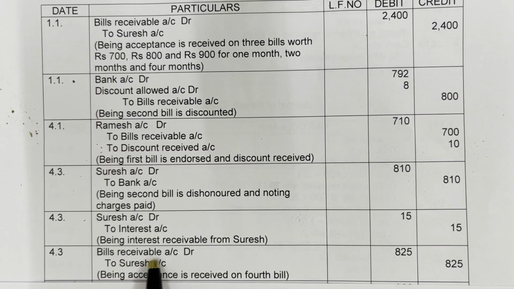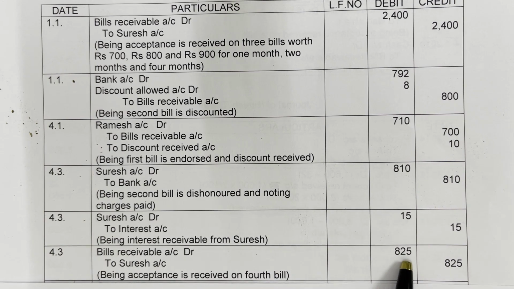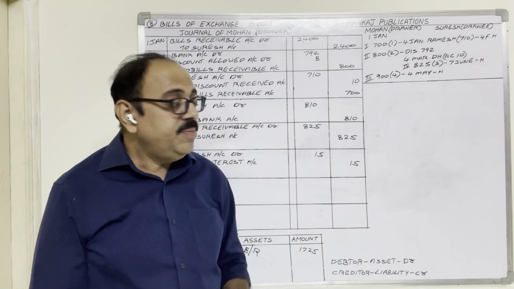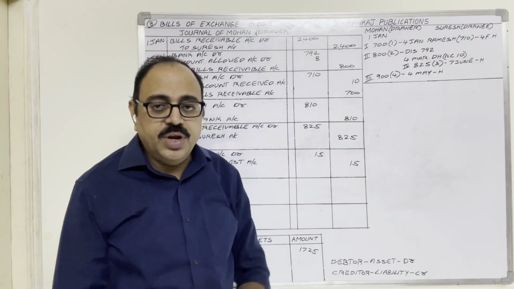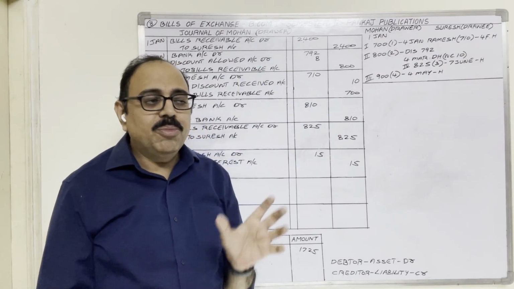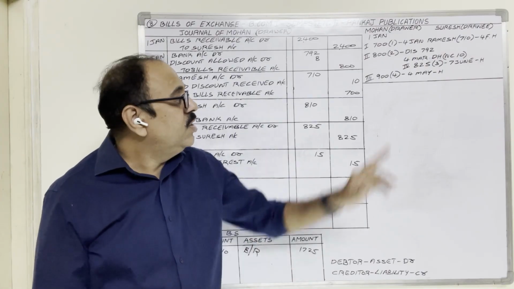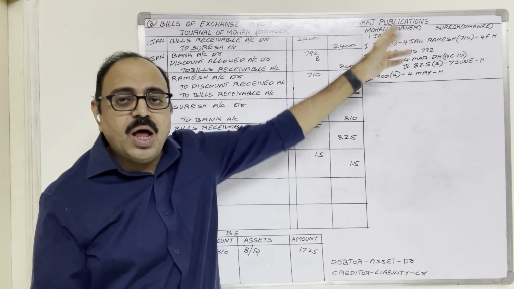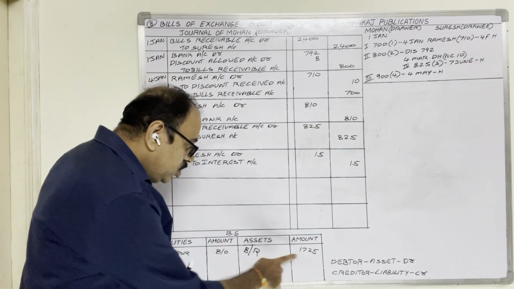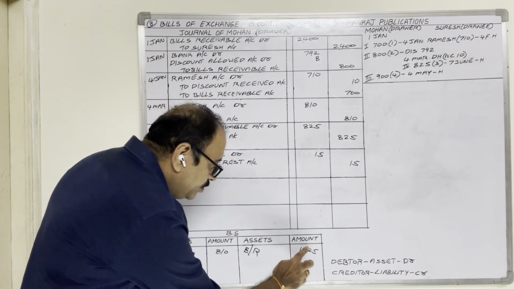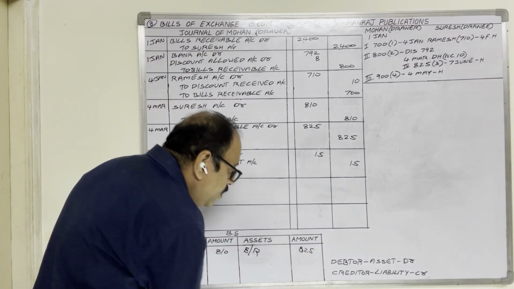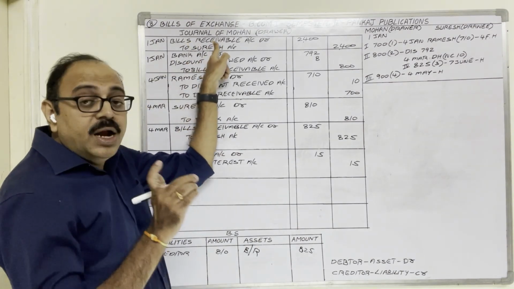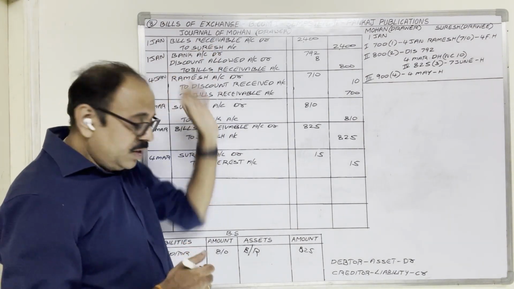4th March, bills receivable account debtor to Suresh account 825 rupees. Narration, being acceptance is received on 4th bill. Next, what happened? Third bill is honored on 4th May. So for that we have to write the entry now. When bill is honored, that bill becomes invalid, because we are giving that bill to Suresh. On that bill already money came. So bills receivable 900 will get cancelled now. Then the remaining bill is 825, second bill value. By debiting we have created 900 bill. To cancel we have to credit.